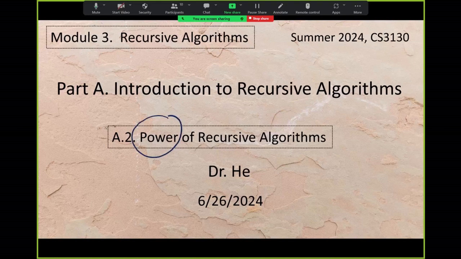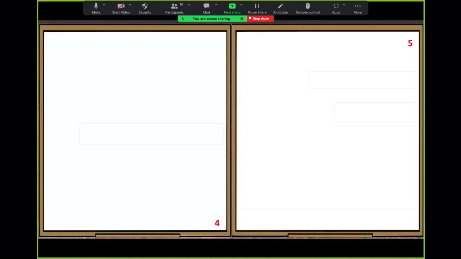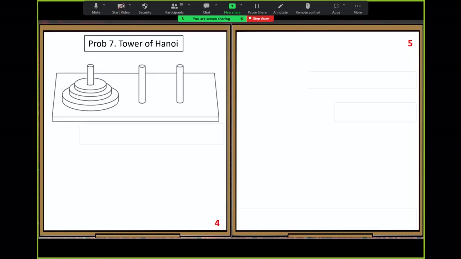Here I give you one example. Let you see the power. I think it's a puzzle question. I think you saw this puzzle before. But here, let us use the recursive algorithm to solve this problem. Problem number 7, Tower of Hanoi problem. So we want to solve a puzzle problem like this. In this example, you can see there are 3 disks.